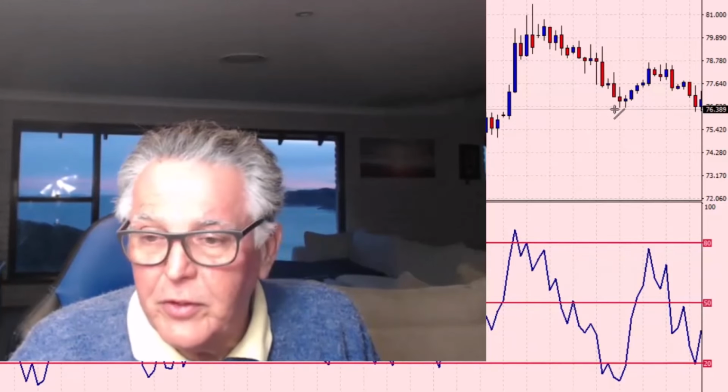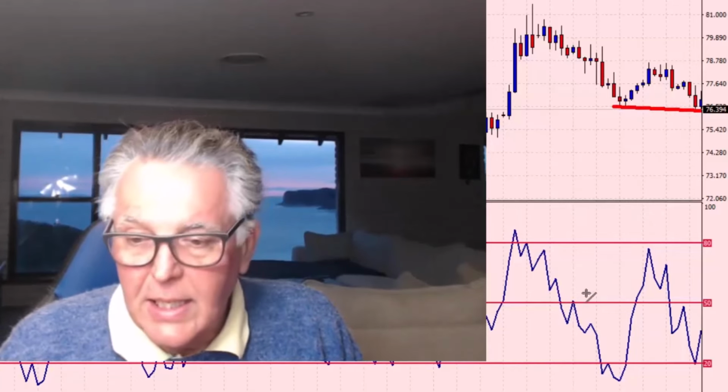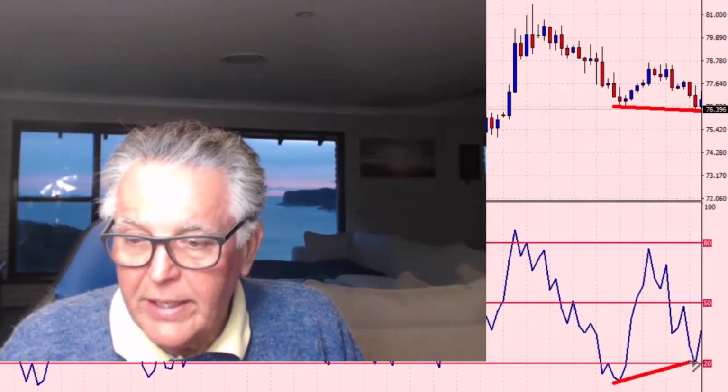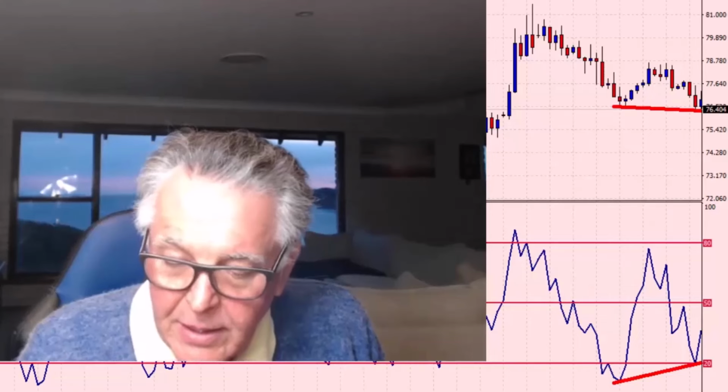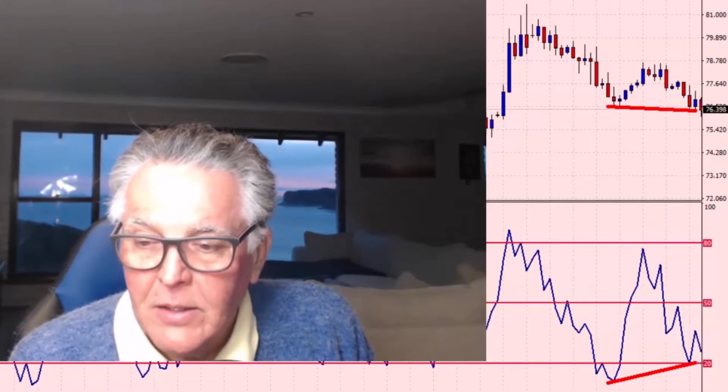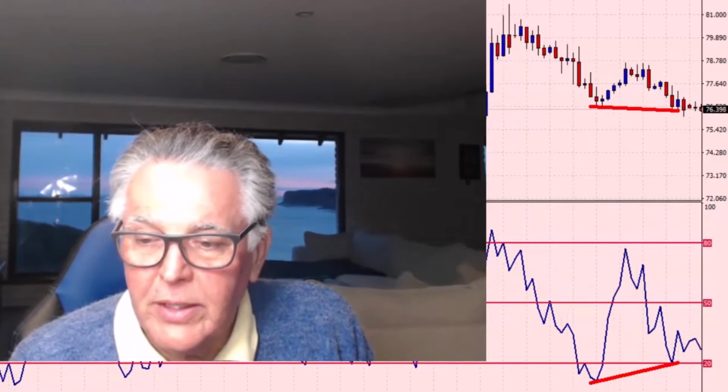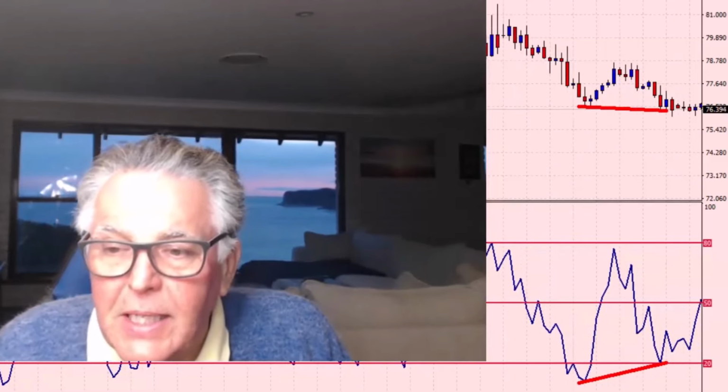Now, just to show you why I say that's a divergence, the trend line on the price chart is going down, the trend line on the RSI is going up, so that's a divergence. So my rule is, when you spot that kind of thing, you enter on the 50 line. So let's just move it on. It hasn't crossed the 50 line, so oops, there we are. So it's crossed the 50 line.